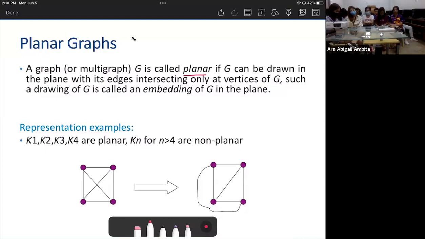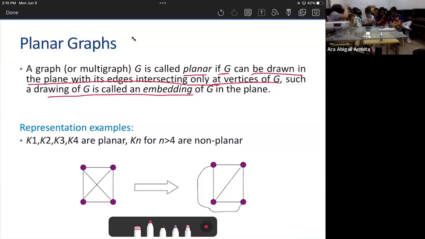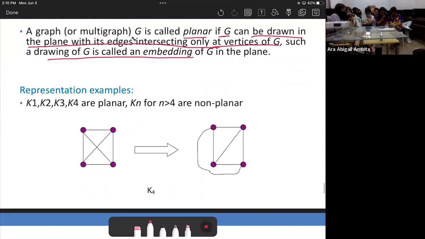This is also fun. So, if we call it a planar na graph, if a certain graph G can be drawn in the plane with its edges intersecting only at vertices of G, but walang nag-intersect na lines. Walang nag-intersect na mga lines. So, such a drawing of G is called an embedding of G in the plane. So, for example, meron tayo dito. Itong si graph.